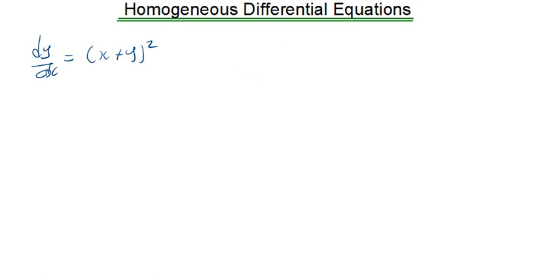I can do some manipulation here, where I let n equal x plus y, meaning dn/dx will be equal to 1 plus, since y is implicit, dy/dx. That's what we have right there. How does this then continue?